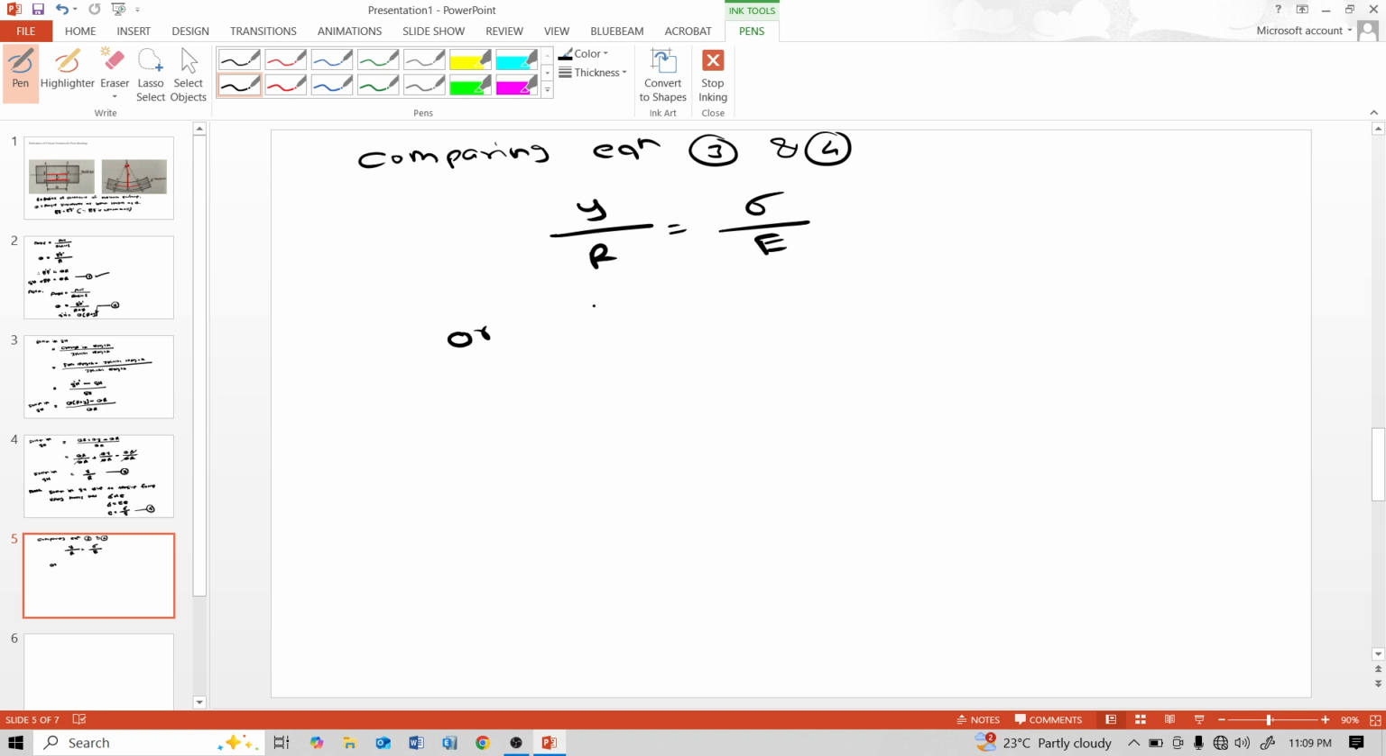Or rearrange this equation: E upon R is equal to sigma upon y. This is equation 5. If E and R are constant, then sigma is equal to a constant into y. That means sigma is directly proportional to y.